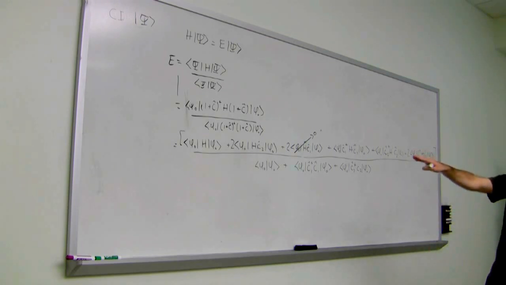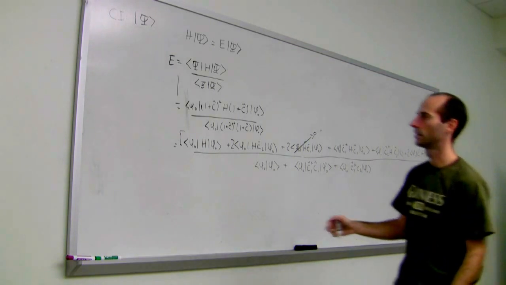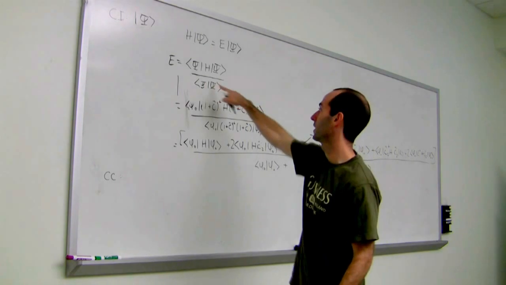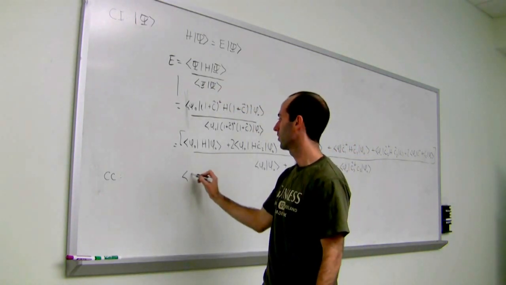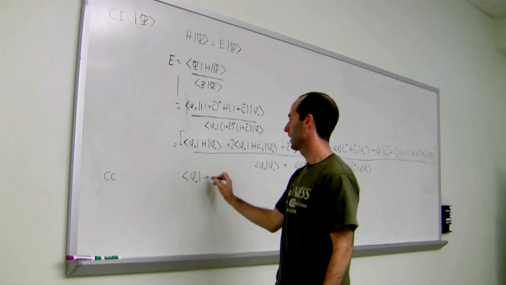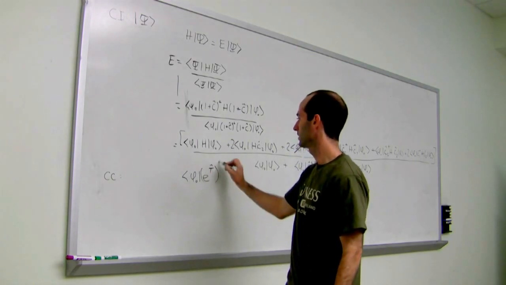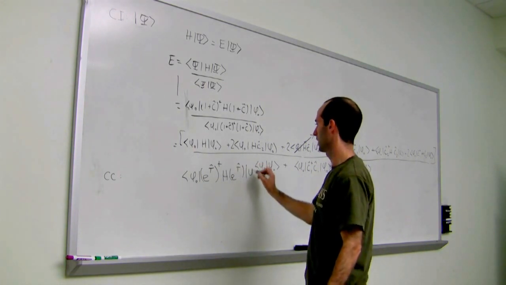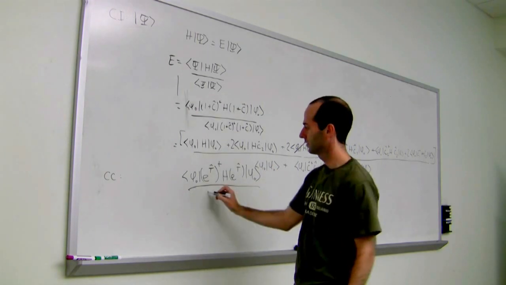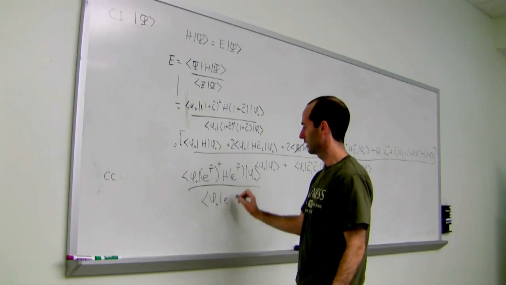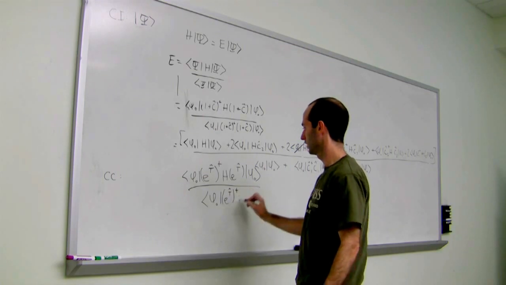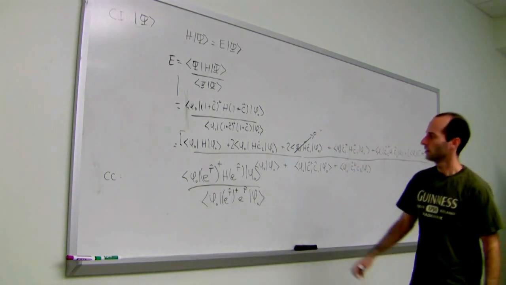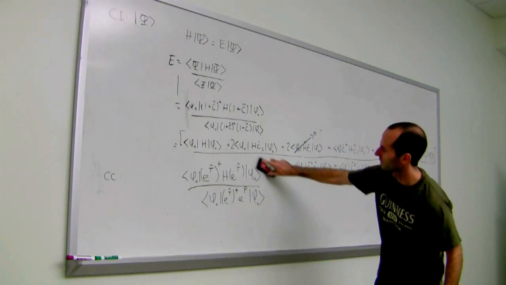So this is a really strange way to solve for the lowest energy in CI, the ground state wave function. Coupled cluster, starting with the same equation, is going to look similar at first, but ends up being very, very different. We have e to the T hat dagger H e to the T hat psi 0 divided by psi 0 e to the T hat dagger e to the T hat psi 0. And this is 1, and it's in my way, so I'm going to erase it.